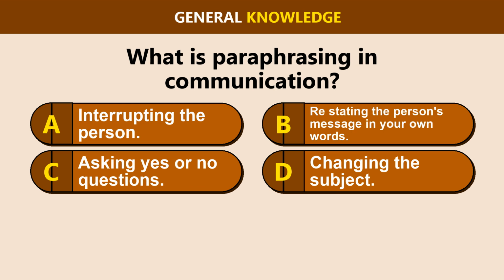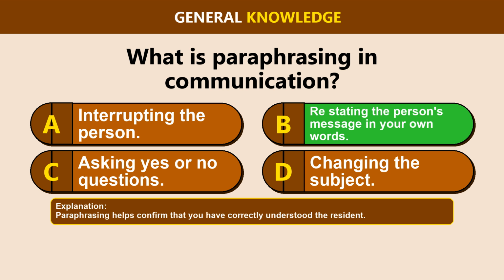Question 26. What is paraphrasing in communication? Option A, interrupting the person. Option B, restating the person's message in your own words. Option C, asking yes or no questions. Option D, changing the subject. The correct answer is option B, restating the person's message in your own words. Paraphrasing helps confirm that you have correctly understood the resident.